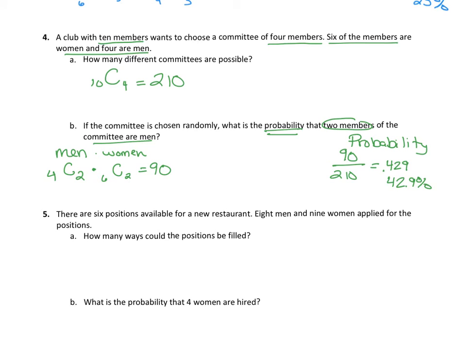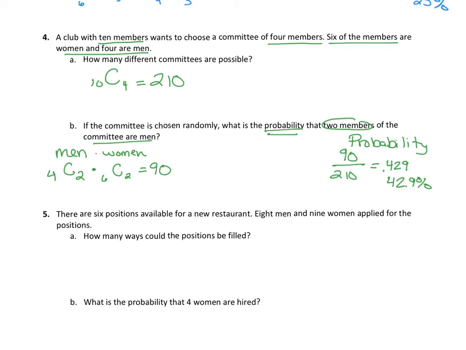So in number 4, it's going to be a combination. And that's because we're choosing a committee of 4 members out of 10. It doesn't matter who's picked first or second or third or fourth. I'm picking 4 out of 10, or choosing 4 out of 10. So it's 10 choose 4, which means I have 210 total combinations of people that I could have on my committee. Now part B wants me to figure out the probability if 2 members on the committee were men.